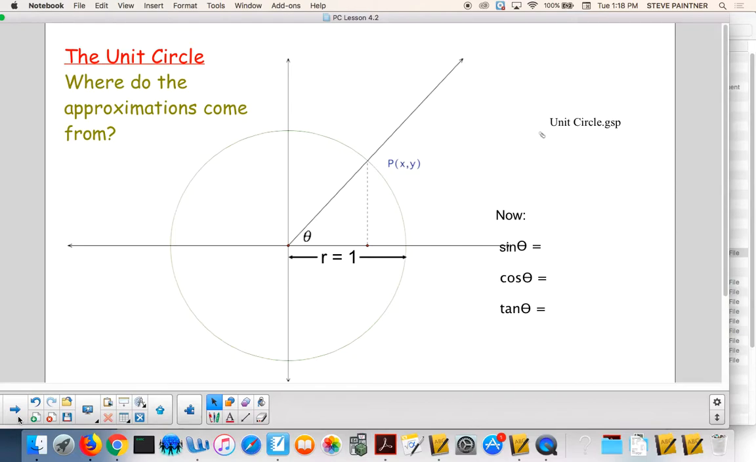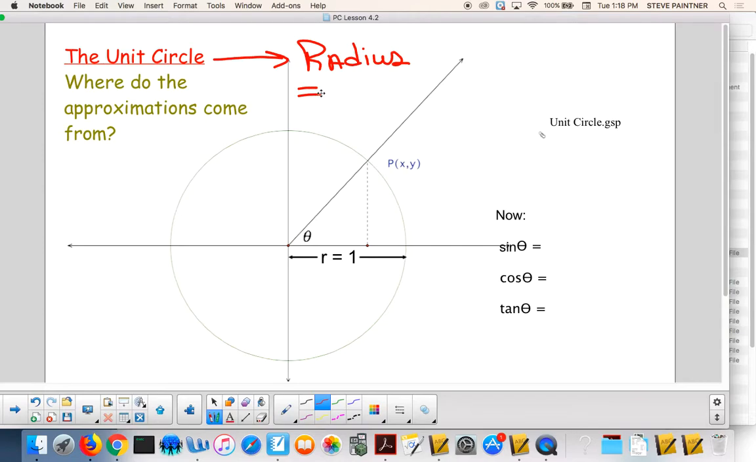Now, the only thing I want you to know about the unit circle is this. The radius of a unit circle will always be what? Yeah, if you remember from last year, we said the unit circle has a radius of 1. So right there to there is 1, okay? And then here's that point again, x comma y. So this leg is how far? X. This leg is how far? Y. Good.